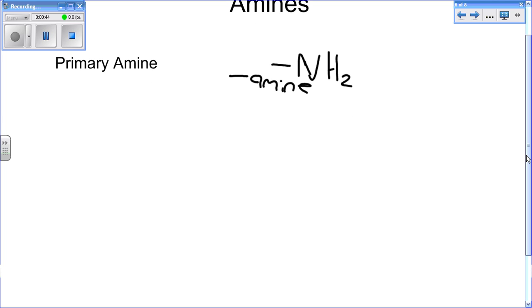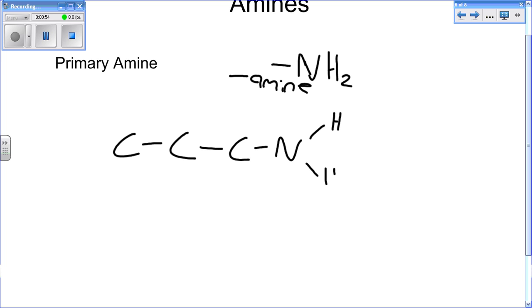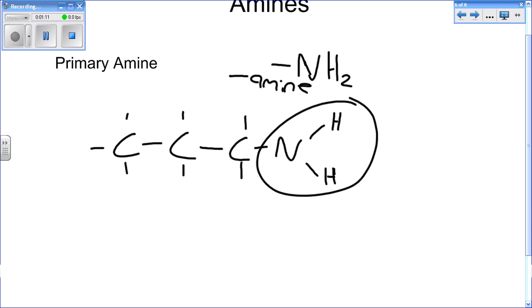So starting with primary, one example is this. Just pretend that these dashes are hydrogens. From here, you can tell that it is an amine because of the functional group right here. The way you would name it is based off, once again, how many carbons there are, which in this case is prop. Because it's prop, you add the ending, so it's propanamine. And that's how you name a primary.